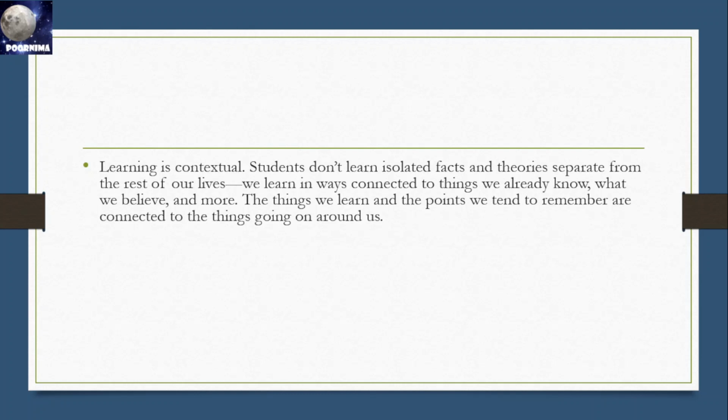Learning is contextual. Students don't learn isolated facts and theories separate from the rest of our lives. We learn in ways connected to things we already know, what we believe, and more. The things we learn and the points we tend to remember are connected to the things going on around us. Contextual means situational, depending on the situation. Learning is situational. We learn from the events or the situations that occur around us.